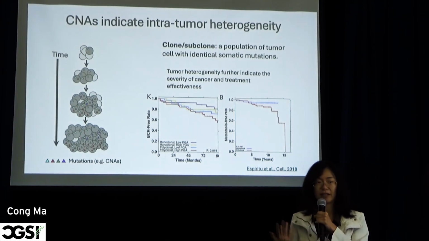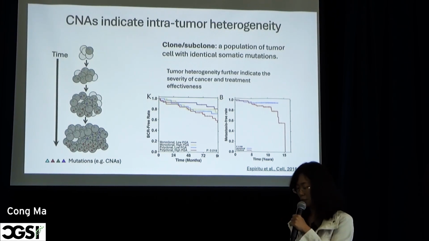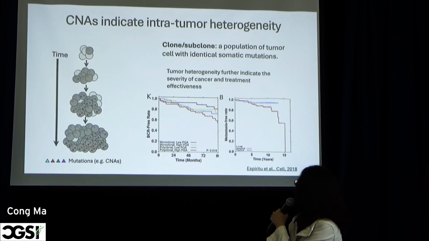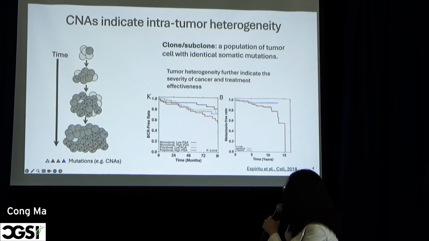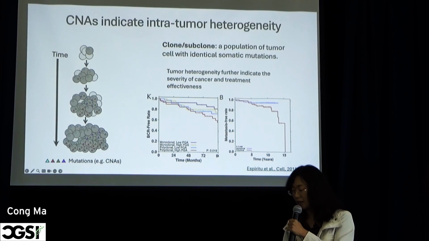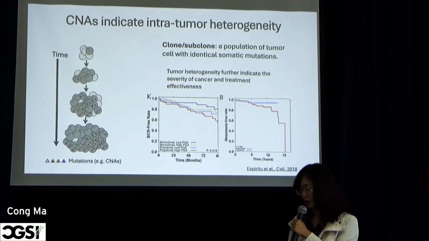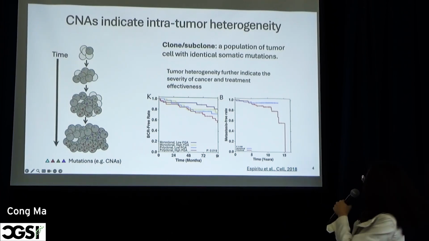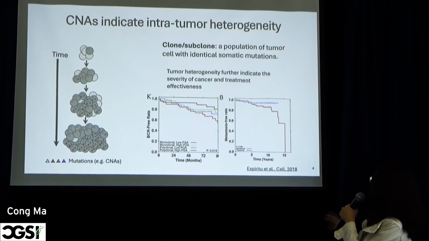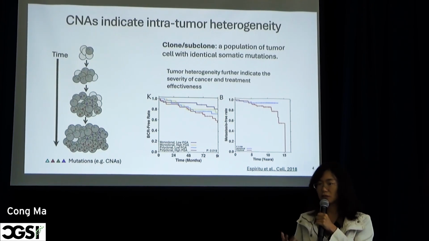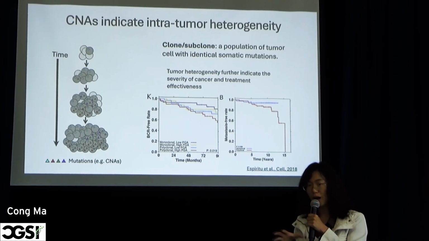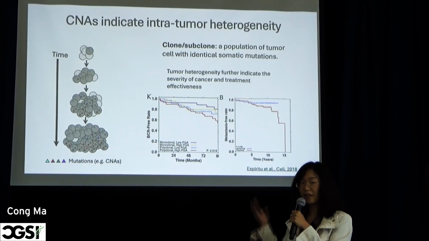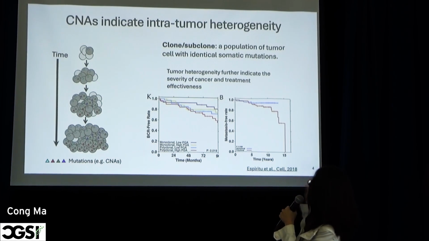Of course, copy number aberration is a very important type of genetic mutation we're looking at. This genetic heterogeneity is usually referred to as tumor clones, where each clone is a population of tumor cells with an identical set of genetic mutations. A heterogeneous tumor population means that we have a lot of different tumor clones or subclones. Here I don't distinguish the two words, clones or subclones.